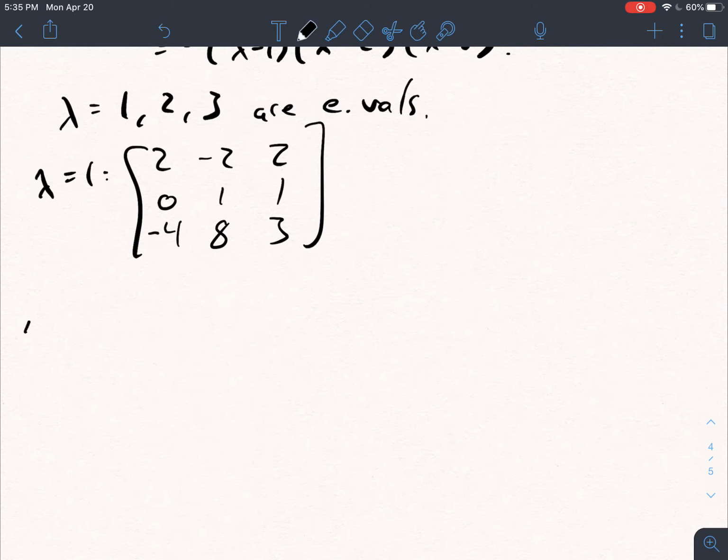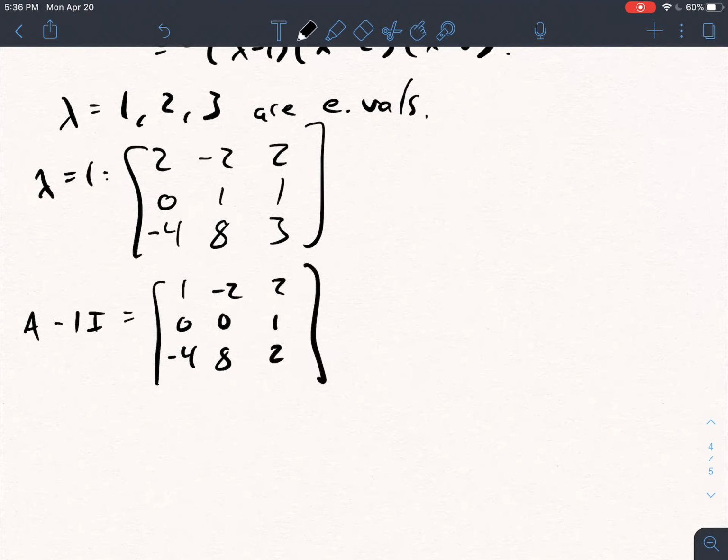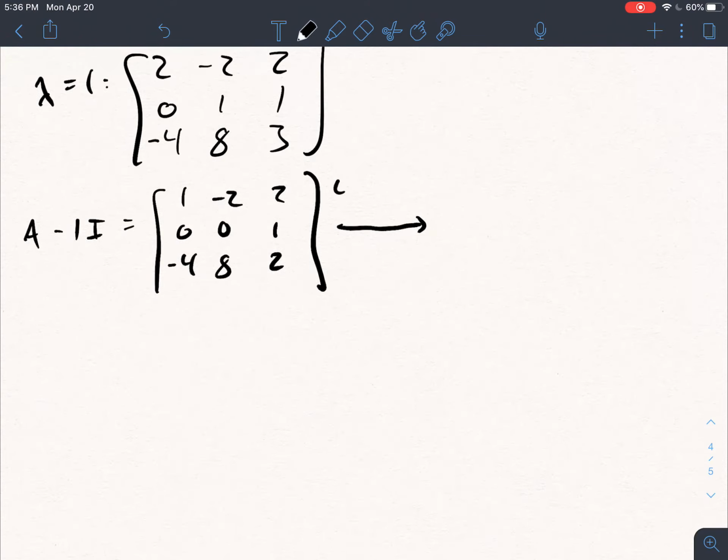I don't remember what A is. Let's just copy and paste that. Here's our A. A minus lambda I is equal to, so lambda is equal to 1, this is equal to 1, 0, negative 4, 8, 0, negative 2, 2, 1, 2, 1, 0. Okay, cool. Let's do 4 times row 1, add it to row 3.